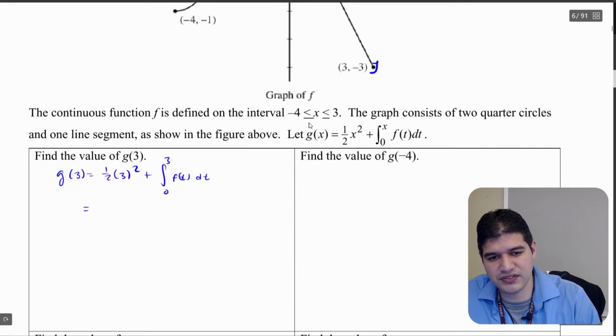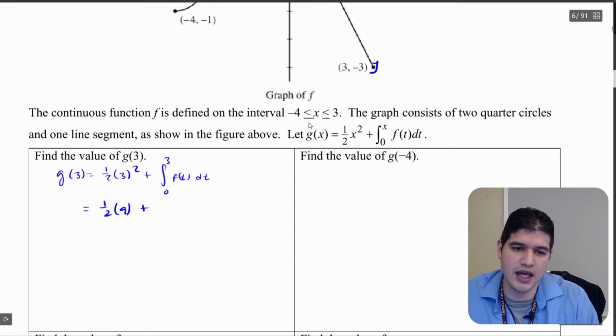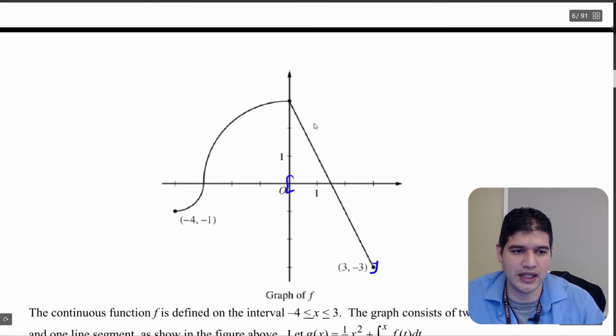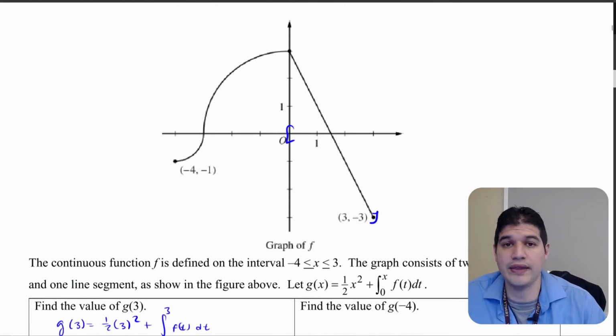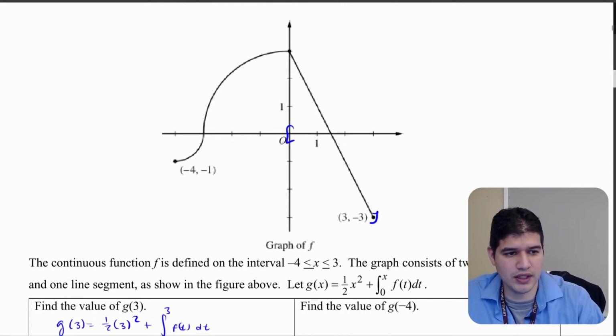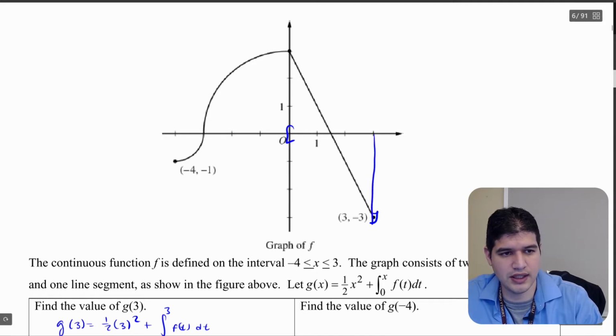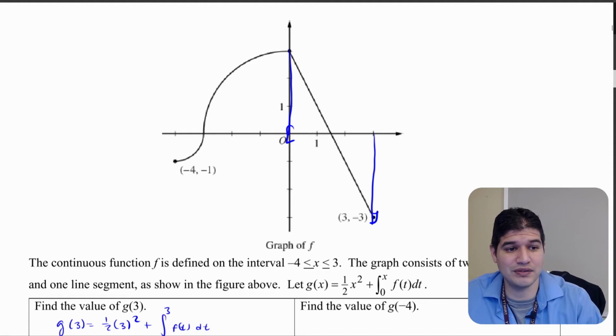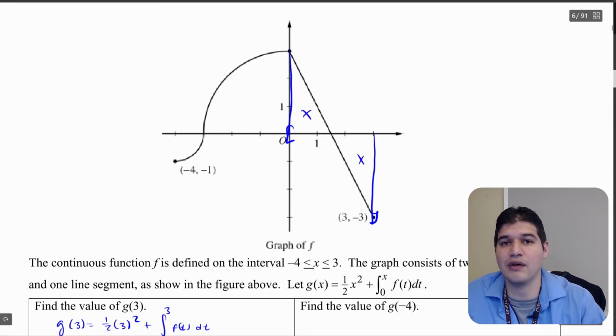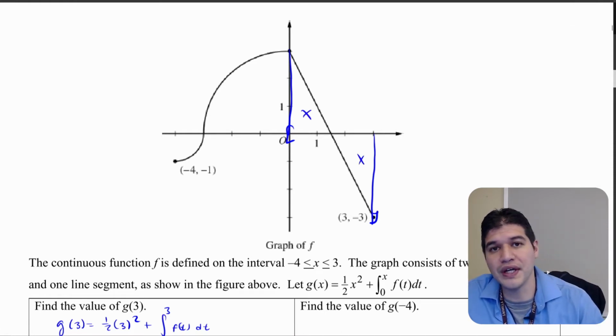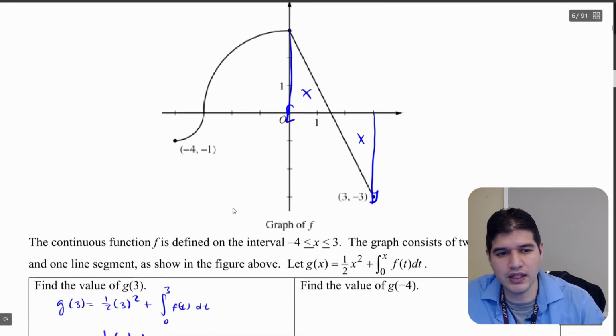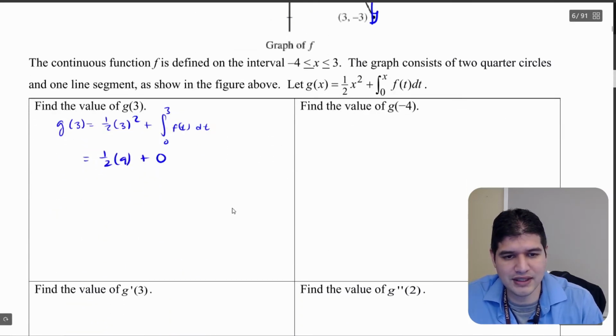So first things first, I get 1/2 times 9, so 9/2. And then let's figure out what this area is. I've got the region above and the region below. It's a little bit hard to see, but they're exactly the same, so they're canceling each other out, what's above and what's below the x-axis. So I'm going to add 0 to this and I'm going to get 9/2.